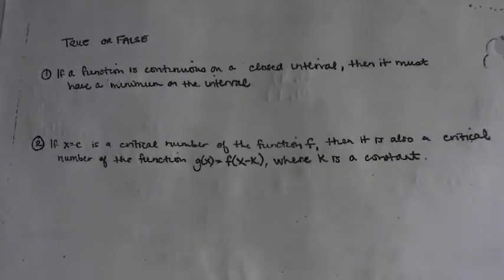True or false? If a function is continuous on a closed interval, then it must have a minimum on the interval. Digest that. Try to think of a counterexample. If ever you are leaning towards true, try to think of a counterexample. Or sometimes if you know it's false, just have a counterexample prepared.